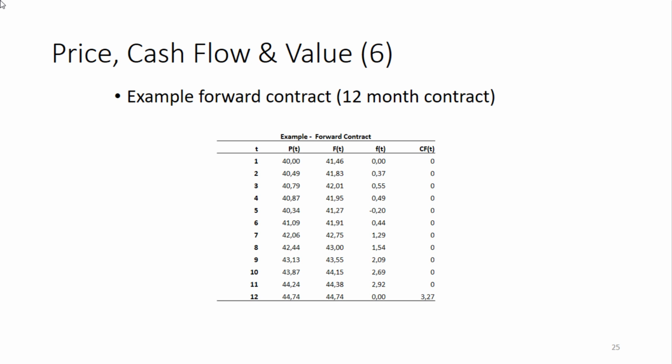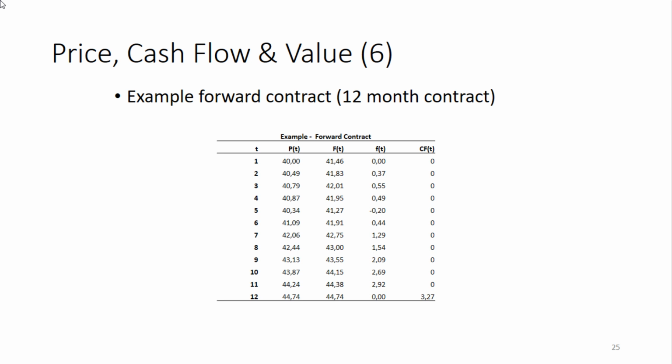So let's look at that in an example. In this example, we look at a forward contract which has a 12 months maturity. So in the first column, you see the month that you're in, month 1, 2, 3 until month 12. The second column shows the spot price of the underlying. So it starts with 40 and then increases to 40.49 and further. And then in 12 months from now, in this scenario, the price is 44.74. Then in the third column, there is the price of the forward contract.